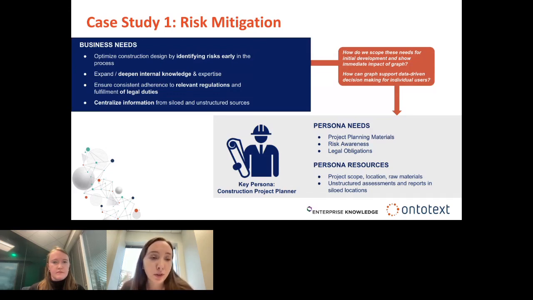The main driving factors for developing the graph and the recommendation engine from an organizational standpoint were they wanted to optimize construction site design and better inform planning decisions in terms of developing the construction sites by being able to better identify risks and regulations earlier on in the process. They had a lot of data and information on this, but it was located in thousands of documents, especially unstructured, located in siloed sources across the organization.